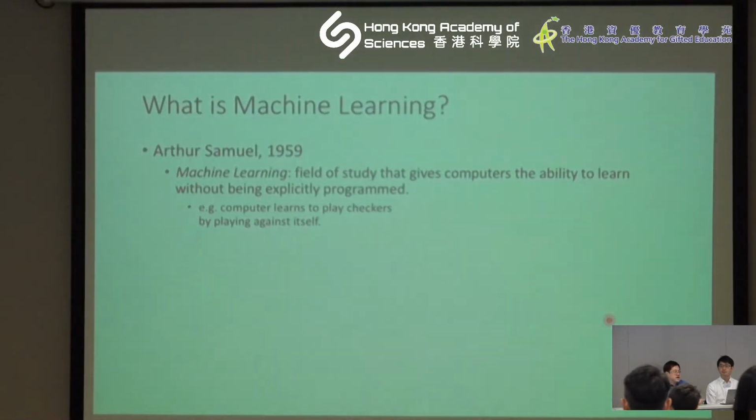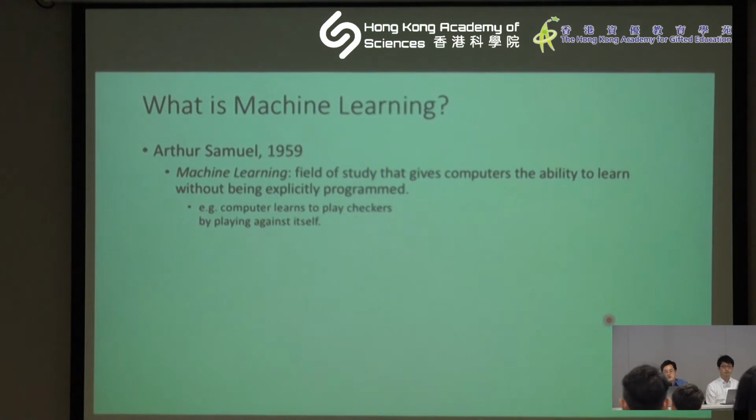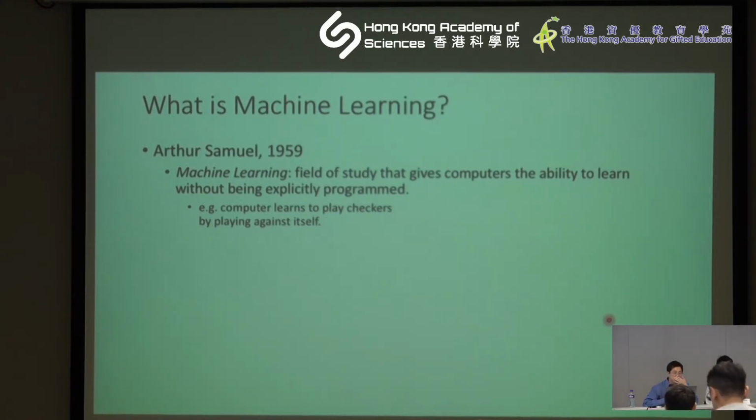The example is if I want to make a program for a computer to play checkers, right? I could think of all the rules of playing checkers and all my strategies, and maybe when I would do this and when I would do that. But it's much easier just to create a program where the computer can play itself. And as it's playing itself, it discovers what strategies are good or what strategies are bad. And from this, it can learn from its own experience.